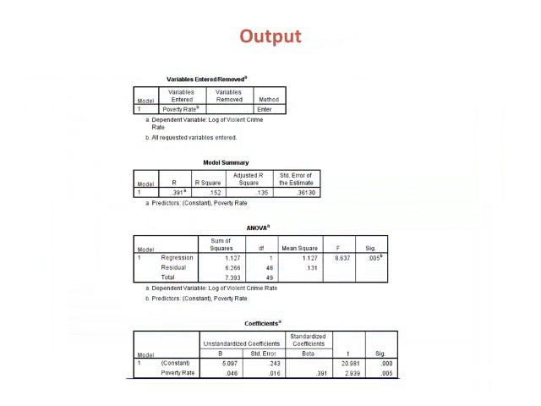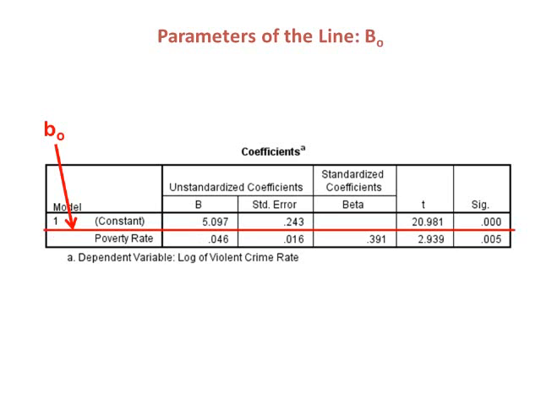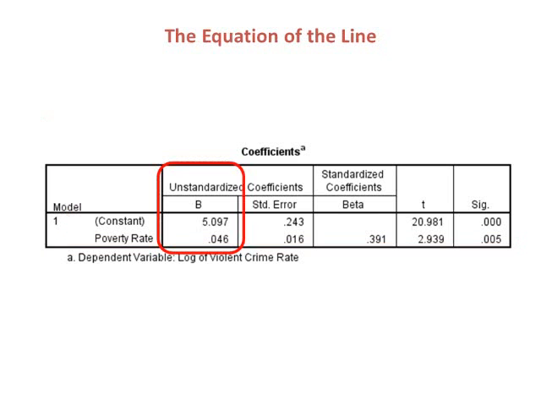Here is the output. We get 4 tables. The parameters of the line are found in the 4th table labeled coefficients. The first line labeled constant is the value for beta naught, the y-intercept. The second line is beta subscript 1, the value for our independent variable poverty rate. This line is most important because it contains the information we want about the relationship between the poverty rate and the violent crime rate. The first column of numbers contains the betas for the equation. It is appropriately labeled with the capital letter B.